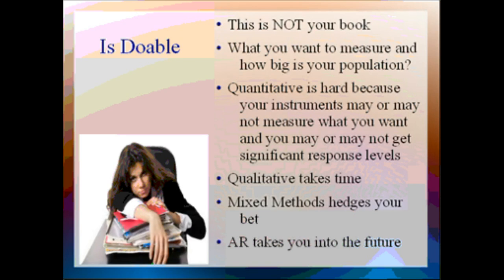Quantitative is difficult because your instruments may or may not measure what you want them to, and you may or may not get a significant response level from the people. So quantitative, great for big populations where you want a small amount of data. Qualitative, good for smaller populations where you want to go deep into the questions that you're asking. Mixed methods may be a way to hedge your bet. Hate to do a whole lot of research and come up with results that are less than stellar. However, less than stellar results will not keep you from graduating.